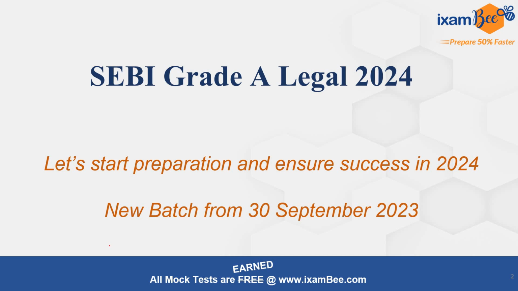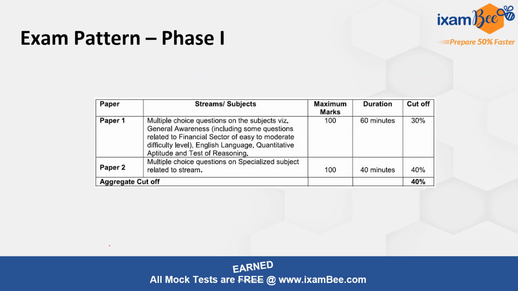SEBI legal exam has three phases. Phase 1 is your online exam, phase 2 is again online exam, and phase 3 is interview. Paper 1 is QREGA, paper 2 is your law. Both are 100 marks paper, and in this you only need to qualify, that is you only need 80 marks out of 200. 30 in paper 1, 40 in paper 2. You have to get 10 more marks in any of the paper, and overall if you get 80 marks, you will appear for phase 2.